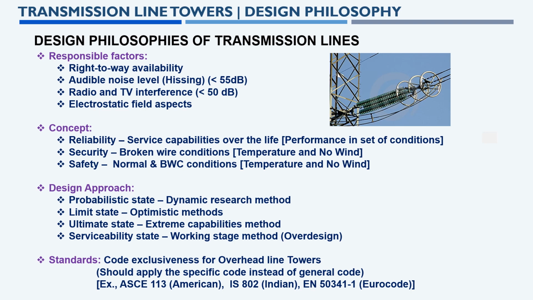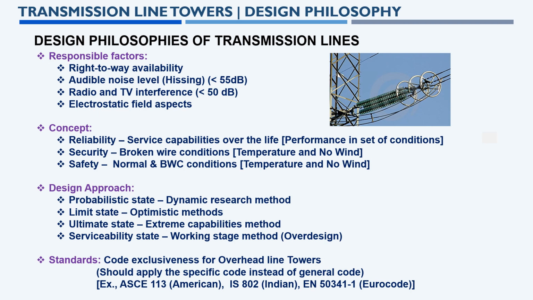Next one is standards. This is a main thing, because for many standard codes, there are exclusions for overhead transmission line towers, so we should follow only those exclusions of codes. Say for example, in American standards, ASCE 7-2010 is the main code for load calculation for wind and seismic, but in the case of a transmission line tower we should follow only ASCE 113 or ASCE 52 manual.